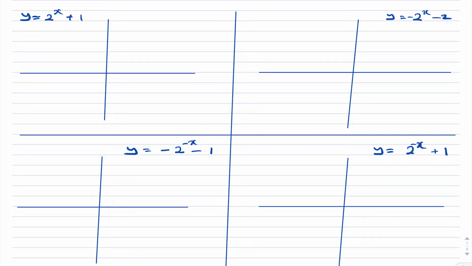Right, y equals 2 to the power of x plus 1, on the top left. Well, 1 is the line of asymptote, so I will draw a broken line there. That's the line of asymptote. And then I will say to myself, when x equals 0, what is y? y will be 2 to the power of 0 plus 1, and that will give me 1 plus 1, and that's 2. So this is the point 2 there.